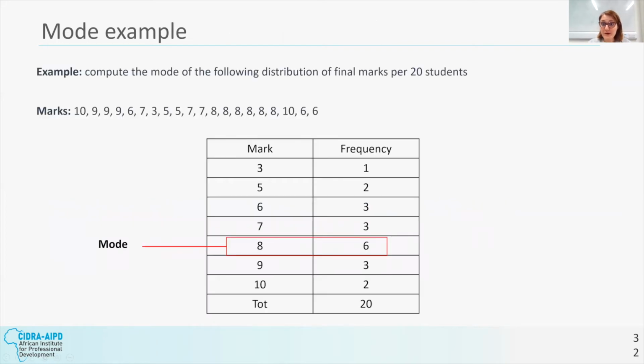Let's go to our example of the marks. We can build the distribution. We have all the marks here, and then we have the frequency. So how many times they occur in the sample? We have that the mark 8 will represent our mode because we have that 6 students over 20 have a mark of 8. So 8 is the most occurring value in our distribution.